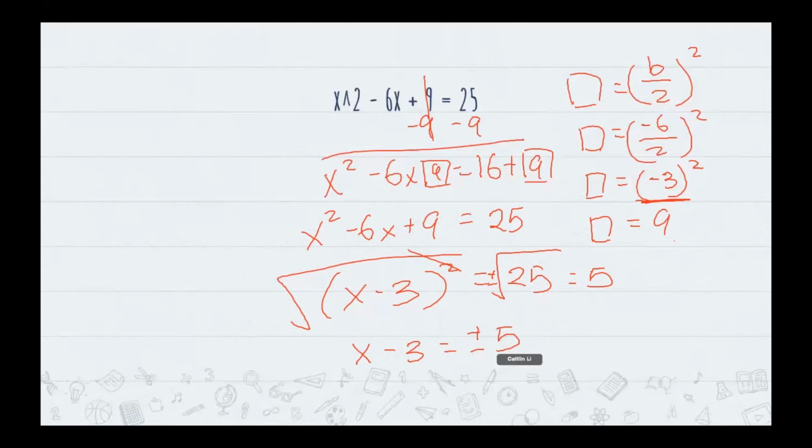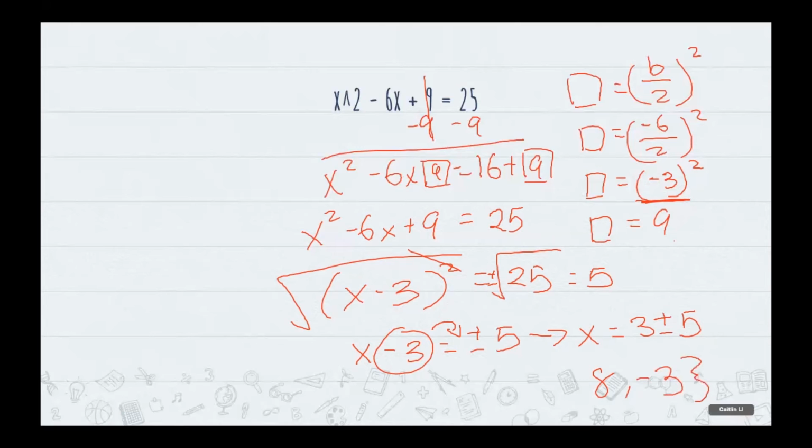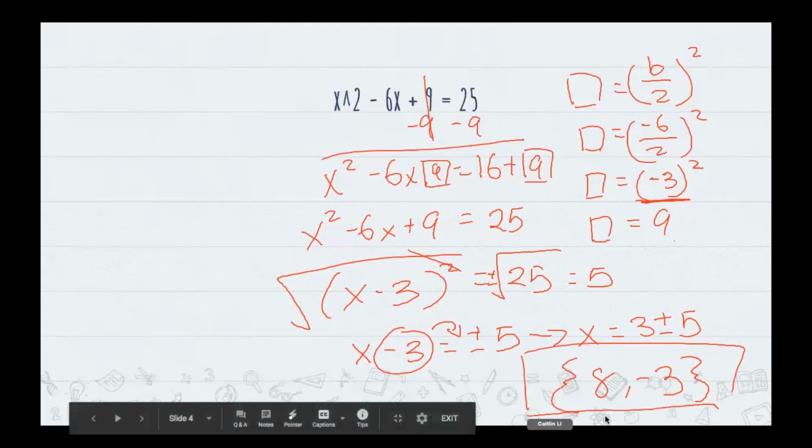And we can do the split thing again, or we could do something that's slightly easier in my opinion, in which you transpose negative 3 to the other side. So it would look like x equals 3 plus and minus 5. And you get the idea: 3 plus 5 equals 8. Then 3 minus 5 equals negative 3. And these would be your x's. And that's your final answer.